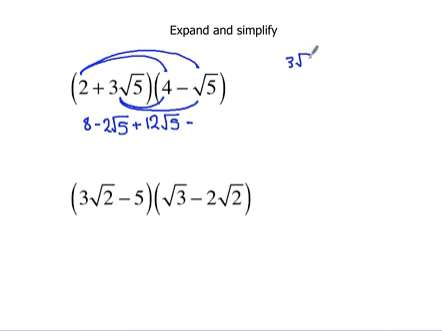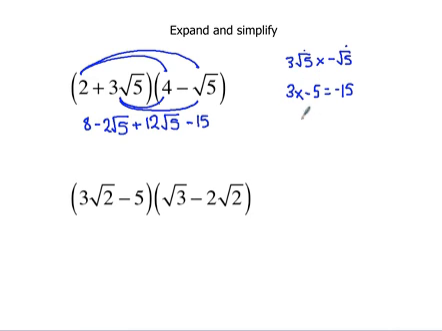We've got 3 root 5 times minus root 5. Well, if we just consider this bit first of all, we've got root 5 times root 5 in there, which is just going to be 5. So I've still got this 3, and then this bit is becoming 5. But in effect, it's becoming minus 5 because I've got in here root 5 times minus root 5, which must be negative. So we're actually working out 3 times minus 5, which must have a value of minus 15. So we've got minus 15 as our final term.